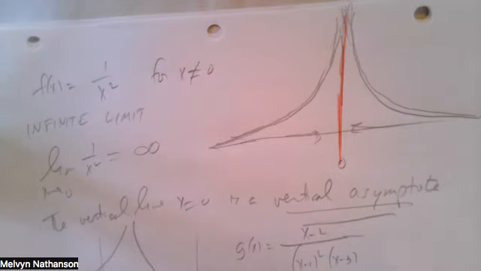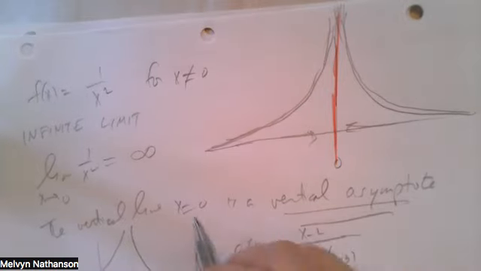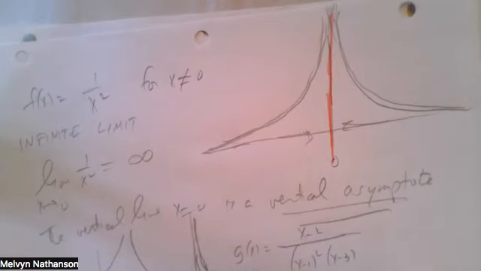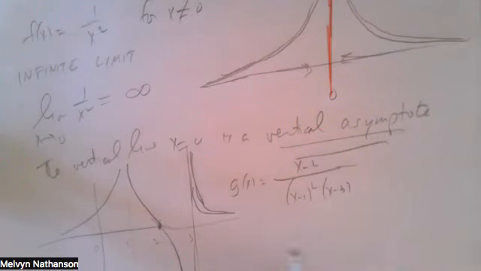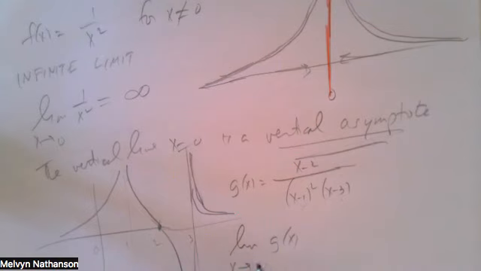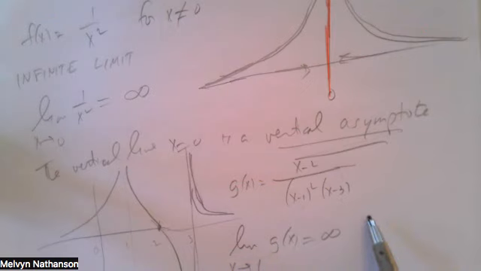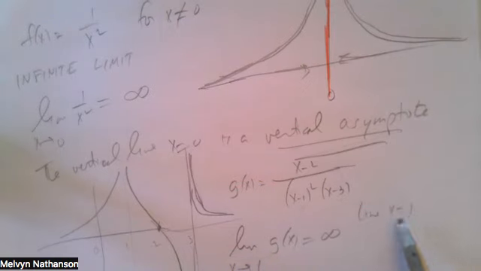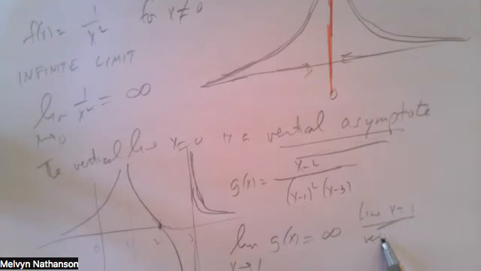As you approach 3 from the left, these are positive and this is negative. You're going to minus infinity. And as you approach 3 from the right, you're going to plus infinity. So for this function, the limit of g of x as x approaches 1 is infinite. So the line x equal 1 is another vertical asymptote.